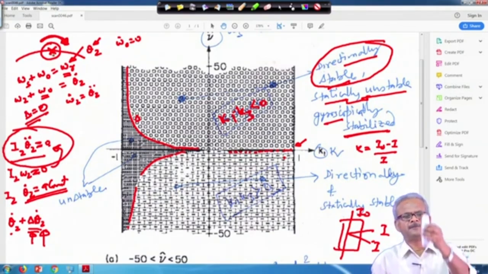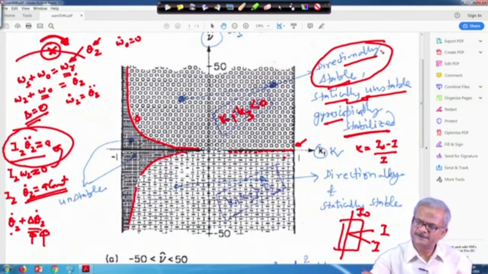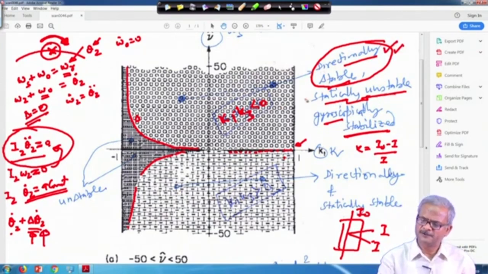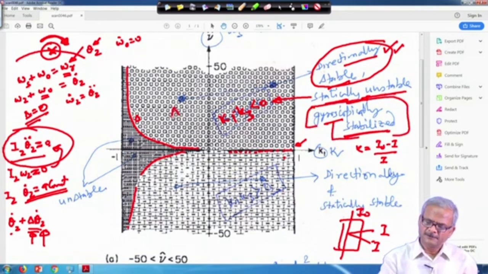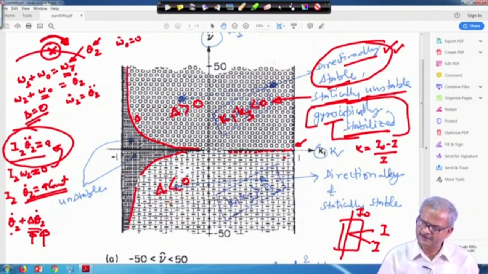Because of this angular momentum, this inertia is there, so its angular momentum vector will resist any change. So directional stability is ensured, meaning it is directionally stable and will try to point along this direction. Therefore it is written here that this is directionally stable, and statically unstable because of this region. And gyroscopically stabilized because in this region your delta is greater than 0, while in this place delta is less than 0, therefore this is gyroscopically unstabilized.